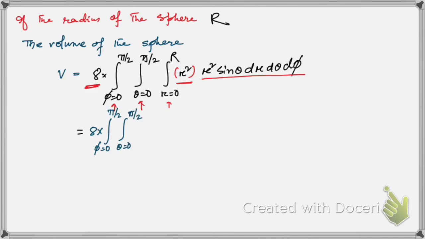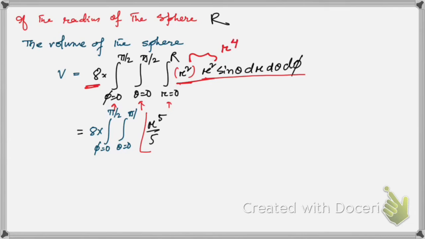So what we're going to do, that r square into r square is going to be r to the power 4, right? So if we integrate this, then what will happen? That r square into r square equals r to the power 4.